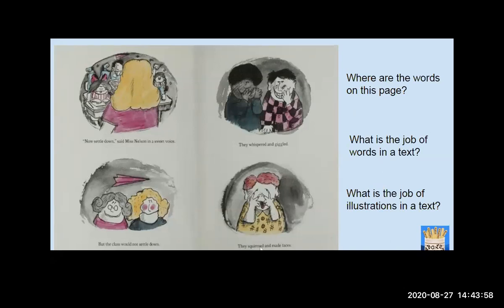So what is the job of the illustrations? Sometimes the illustrations help us see things and understand things that the words did not tell us. Sometimes it reinforces what the words tell us.